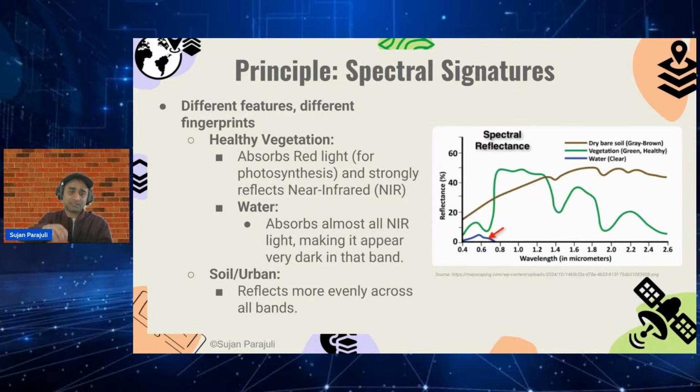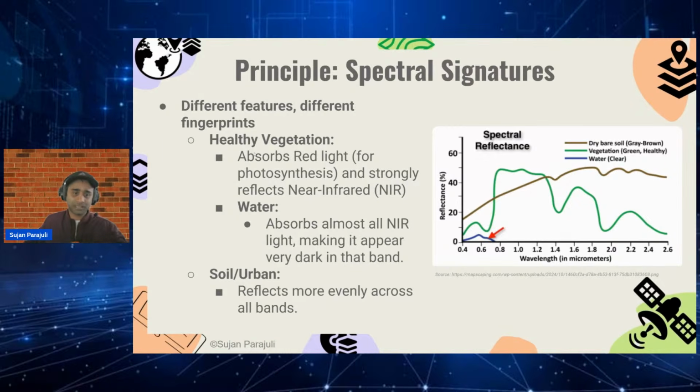This is like a digital footprint of that specific feature. The sensor is taking the information from that transmitted energy, and that energy is stored into different spectra. Different spectra means different features, and different features mean different fingerprints. Let's say for the vegetation, our eye sees it as green because the green light is reflected. That's why we are able to see that one.